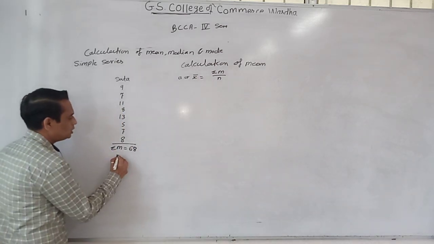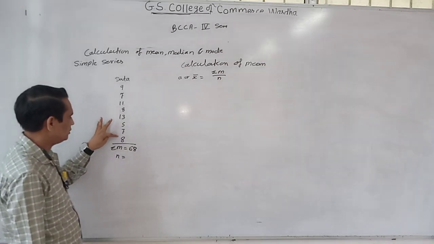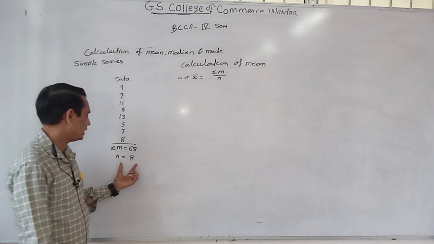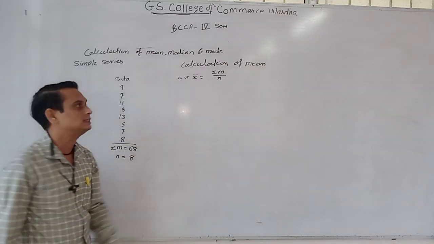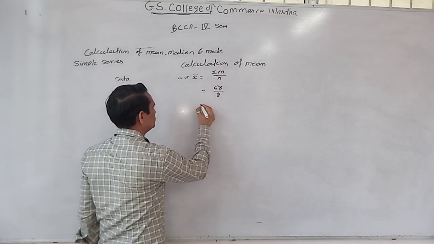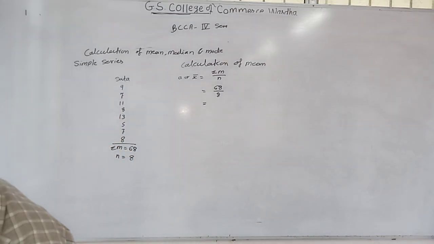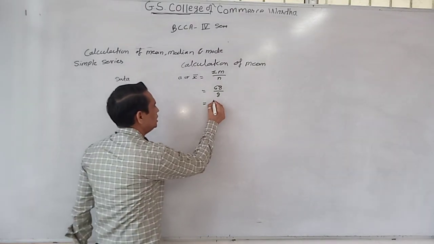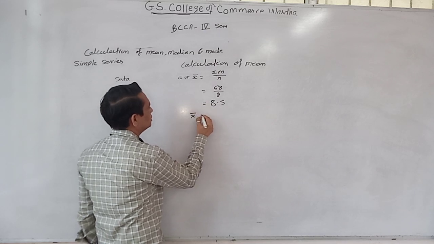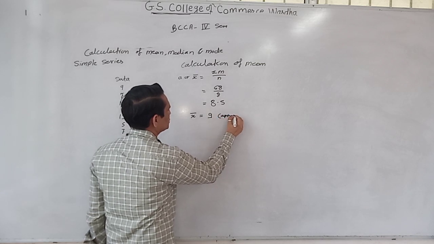Now n equals the number of observations: 1, 2, 3, 4, 5, 6, 7, 8. So we have 8. So 68 is the summation x and 8 is the number of observations, that is n. Therefore 68 divided by 8 equals 8.5. And approximately x bar equals 9.